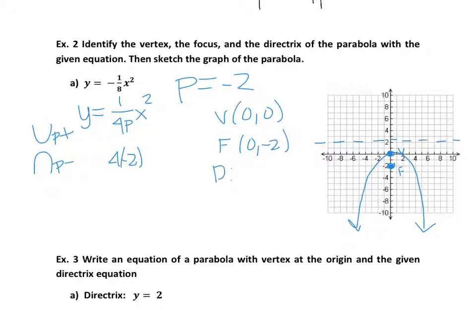So if your directrix is always an equation, that means we've got to figure out what is the equation for the line that we just drew, that dotted line, the directrix, right here. And that's going to be y equals 2. If it was a straight up and down line, then that means it would be x equals 2. So this is all of the information that they asked us to find, the vertex, the focus, and the directrix, and to graph it. So we're done with example 2.